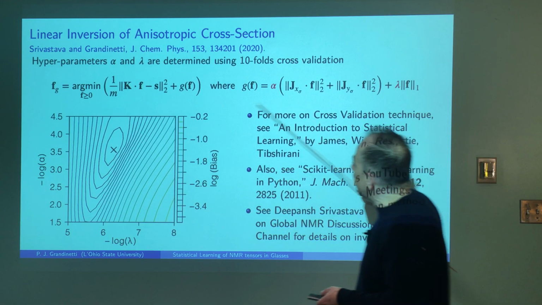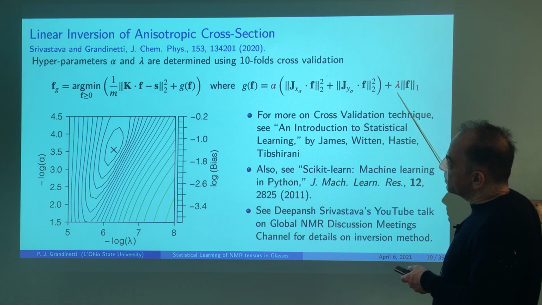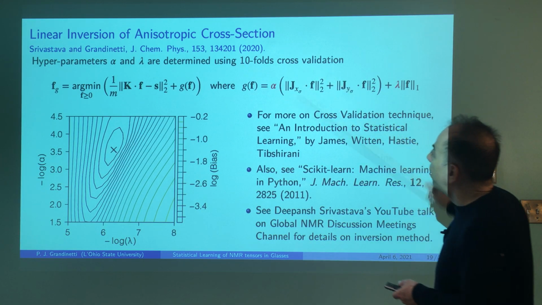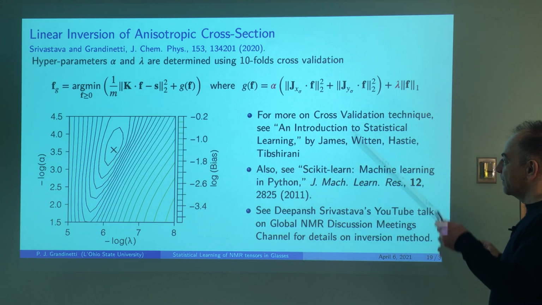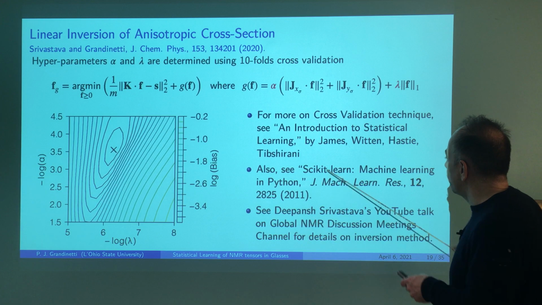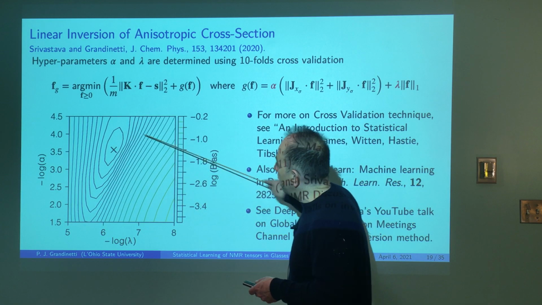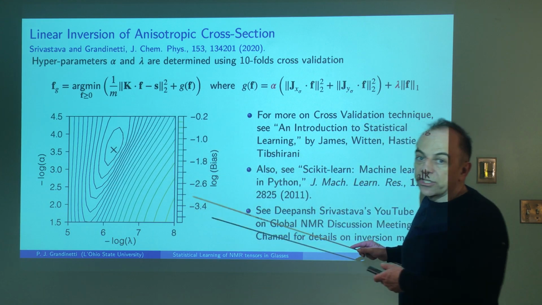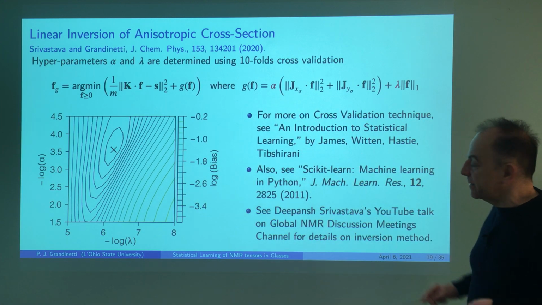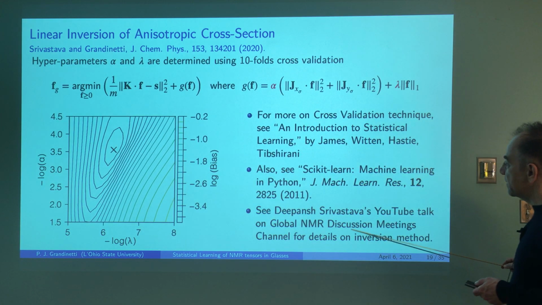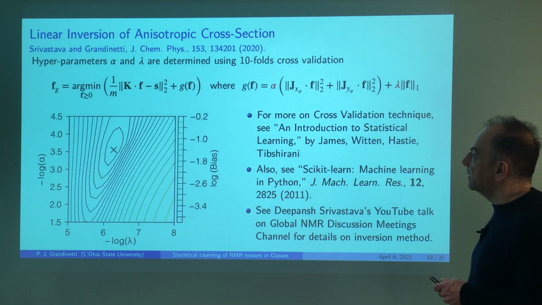Now, one of the things that you have to do is tune the hyperparameters, and the way that's done is with something called tenfold cross-validation. You can get more details on this by Googling around, looking at various textbooks, or looking at scikit-learn. The general idea is that you vary through alpha and lambda, and you look where a cross-validation error function goes to a minimum, and that will be defined as your best inverse solution here. Again, check out DePonch's video on YouTube for more details on all of this.